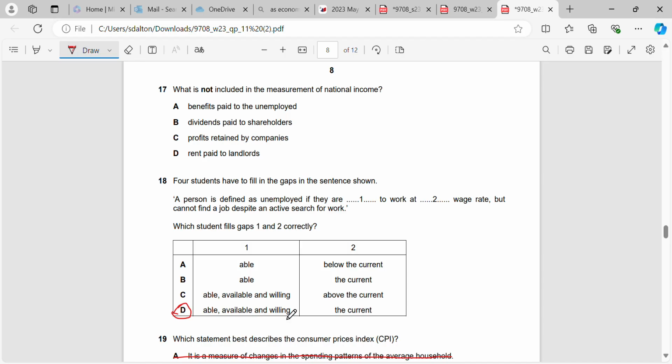So remember that the definition of unemployed is that they have to be actively searching for a job and willing and able to work in order to be unemployed. So therefore, if they are able to work and they're willing to work at the current wage rate, then if they can't find a job, they would be classified as unemployed. Okay, again, very simple. No real explanation needed on A, B, or C.